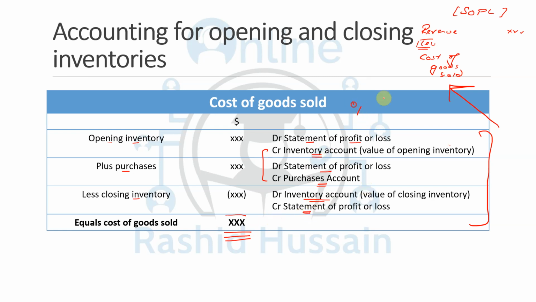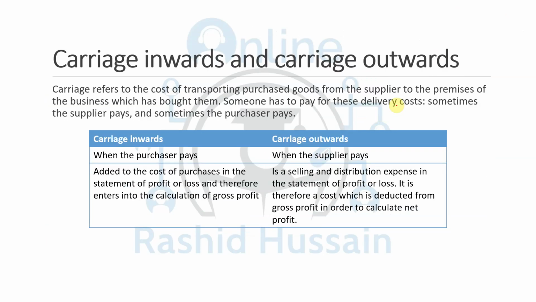So these three double entries are very, very important for the exam. Now, the other two things which students find confusing, although it's not. So I have simplified this concept for you. And now you can easily attempt your question if this carriage inwards and carriage outwards thing is coming in the exam.